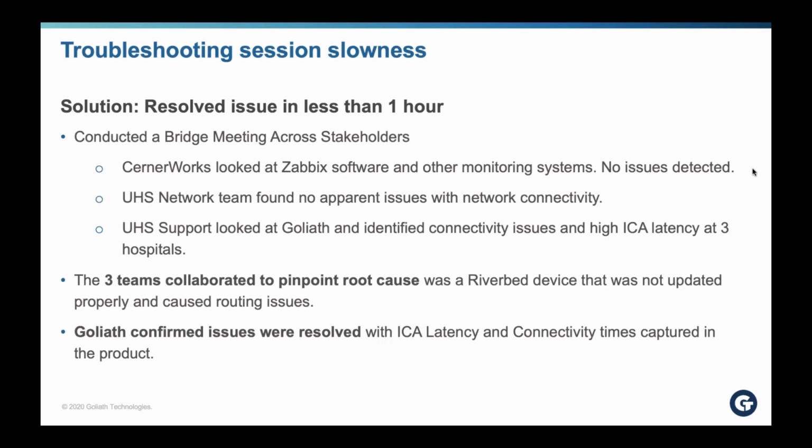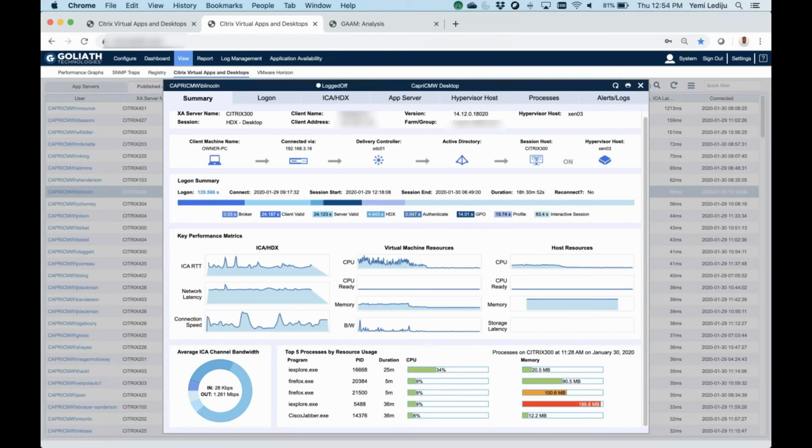This was information that UHS then took to the network team at that particular facility, and it turns out that they had a specific network device that wasn't configured correctly. And as soon as they took that network device out of rotation, the latency went back to normal, and they were able to confirm with Goliath that those issues were solved. So with that, let's talk through exactly how they were able to do this.